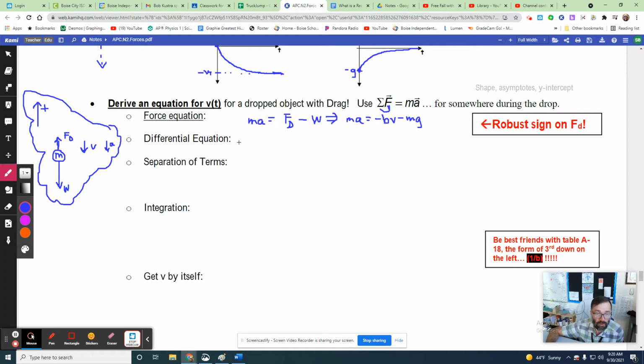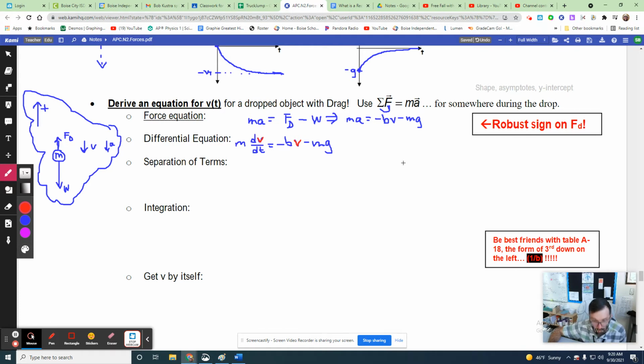We want to make this a differential equation, though. A differential equation is an equation that has a variable and the derivative of its variable in the same equation. And so that's going to show up with this acceleration right here, because I can rewrite this equation as dv/dt is equal to negative bv minus mg. Okay, now I have a variable and the derivative of the variable in the same place, in the same equation.